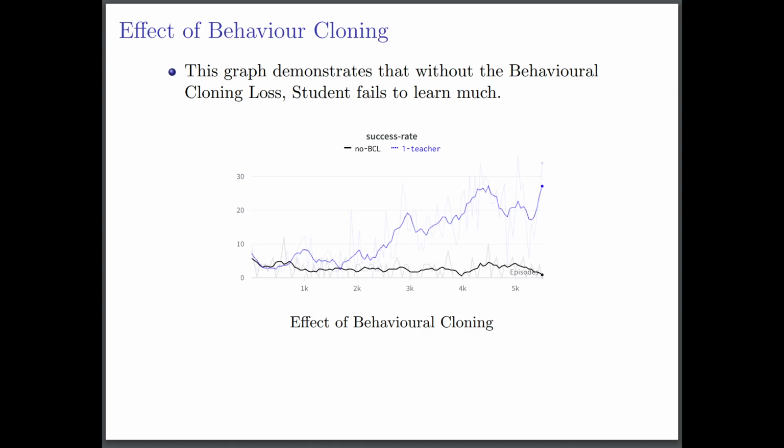The following graph demonstrates the effect of behavioral cloning on generalizability. The student trained against the no BCL single teacher does not perform as well as the agent trained with a single teacher with behavioral cloning. This is because without behavioral cloning, the student is unable to reach the goals set by the teacher.